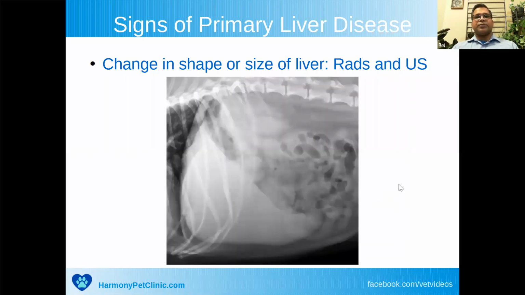In contrast, this is a liver from an adult dog. It is enlarged, but it has very round edges. These round edges mostly indicate some kind of neoplasia going on with the liver, mostly primary. It can be secondary, but mostly it is a primary neoplasia of the liver.